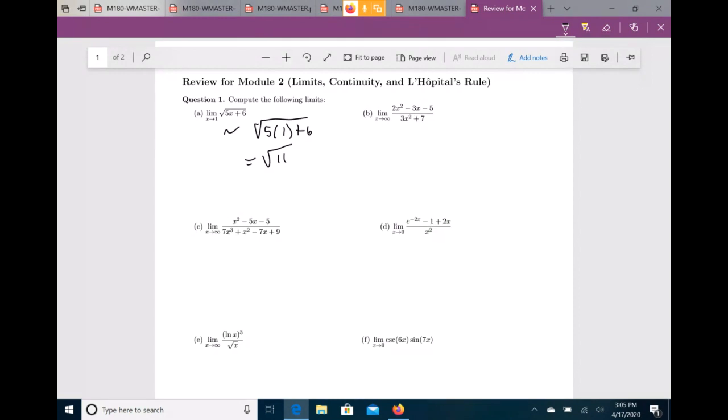That's right. All right, so let's look at the next one. Now we're taking the limit as x goes to infinity of this rational function. As x goes to infinity, both of these polynomials will go off to infinity. Any polynomial will.